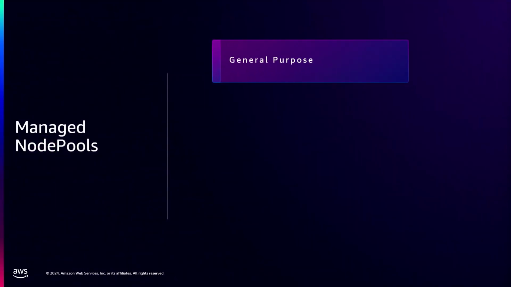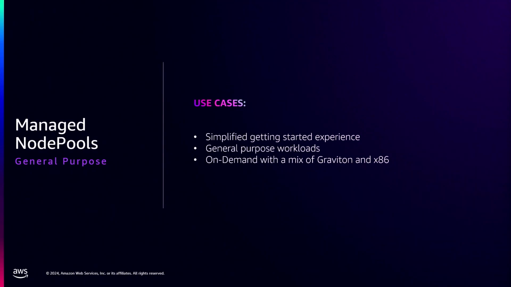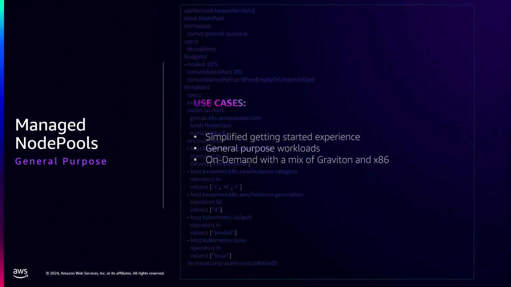So let's get into the details of the compute portions of the management aspect. What you see here is that out of the box, we provide built-in node pools. The first one is general purpose. So what's the use case of general purpose, and why did we really do this? We wanted to provide you a simplified getting started experience. Along with that, we wanted to provide support for launching any of the general purpose workloads. And it comes with a mix of on-demand instance types and support for Graviton as well as x86.